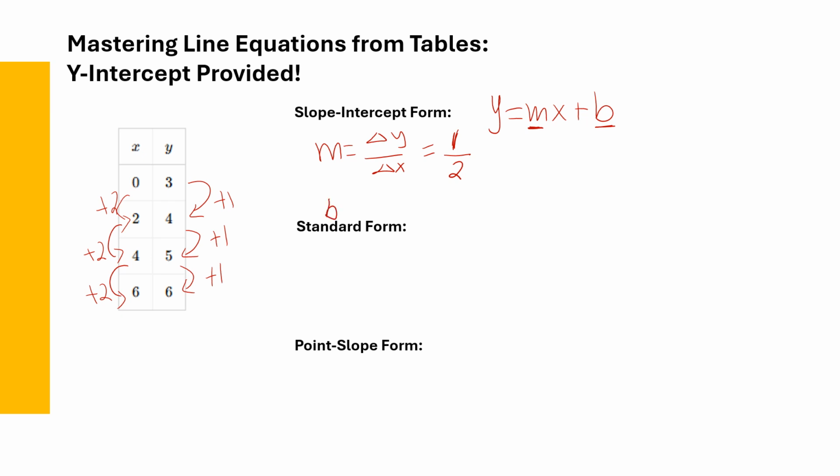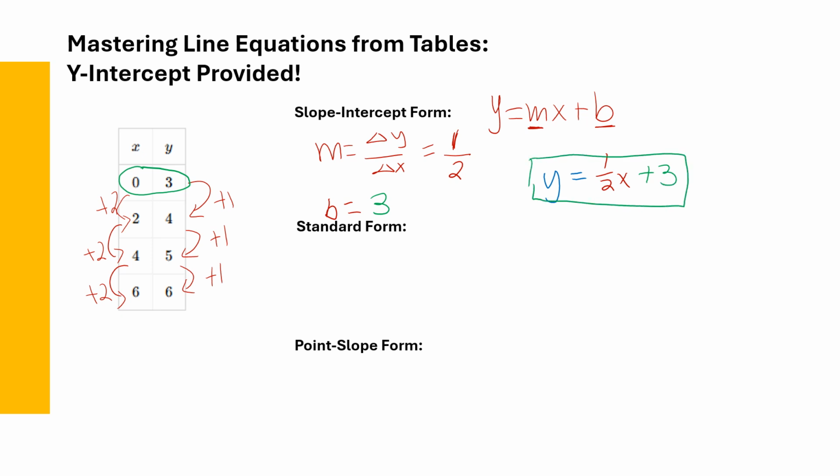And the y-intercept is the value when x is 0. So we know our y-intercept is going to be 3. Now we know the slope and the y-intercept, so we can write the equation in slope-intercept form, which is y equals the slope, 1/2 x, plus the y-intercept, positive 3.